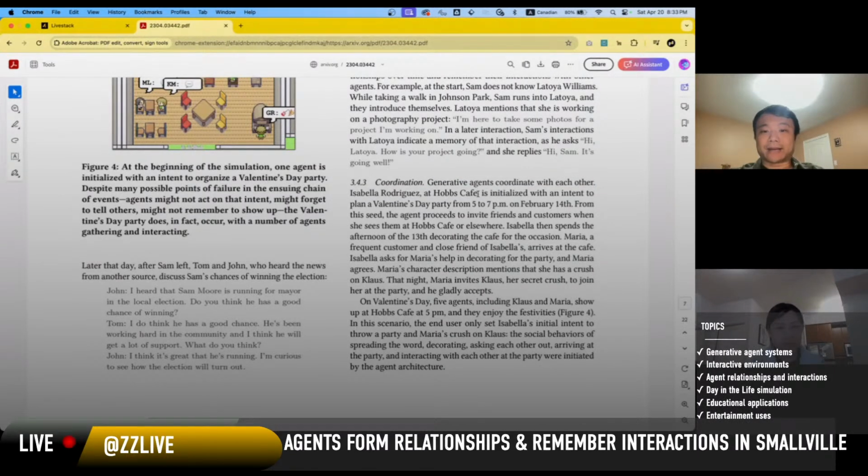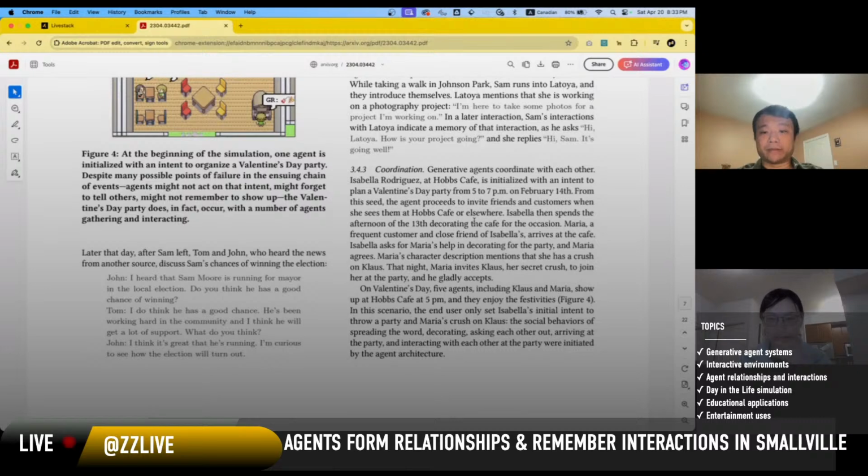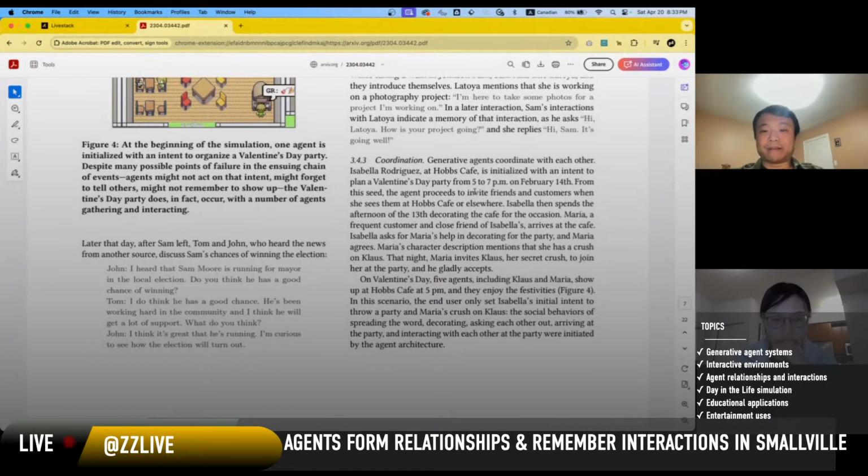Isabella Rodriguez at Hops Cafe is initialized with an intent to plan a Valentine's Day party from 5 to 7 p.m. on February the 14th. From this seed, the agent proceeds to invite friends and customers when she sees them at Hops Cafe or elsewhere. Isabella then spends the afternoon of the 13th decorating the cafe for the occasion. Maria, a frequent customer and close friend of Isabella's, arrives at the cafe.